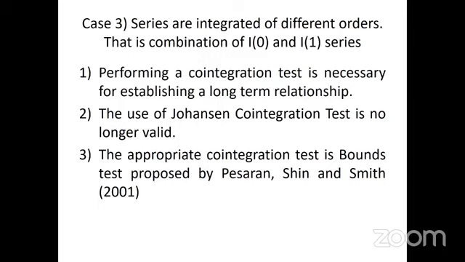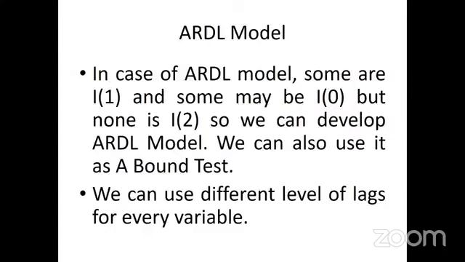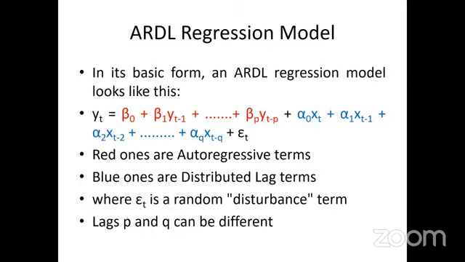Now, what they have said is that if the series are of different orders, I0 and I1, before running the ARDL model, you run the bounds test and then you take any decision. So how are we running the bounds test? Let us understand. And what this model is.